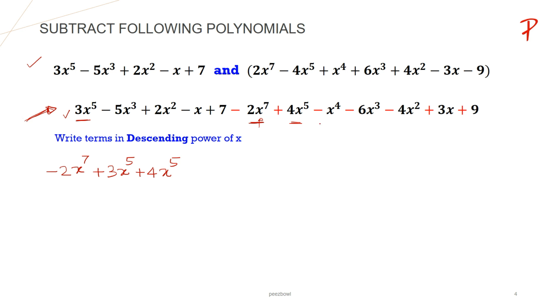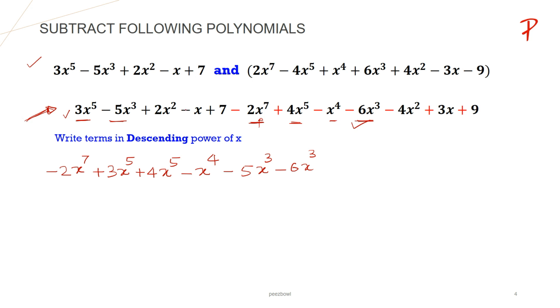After that, I see here we have x to the power 4 and I do not have any other term which has x to the power 4. So I will write this minus x to the power 4. After that, here I see x to the power 3, minus 6x to the power 3. In the first expression as well, we have minus 5x to the power 3. So I will write both of them. First I will write minus 5x to the power 3. After that, minus 6x to the power 3 or 6x cube.